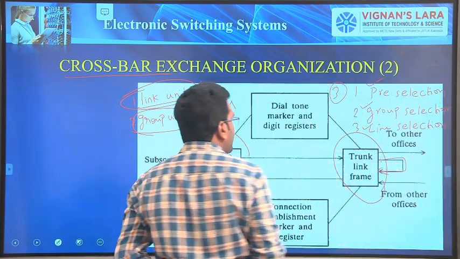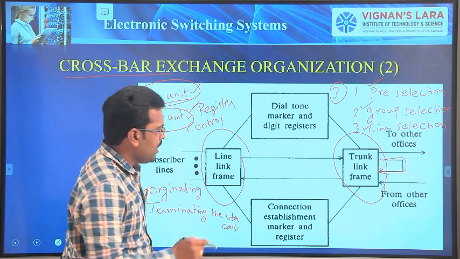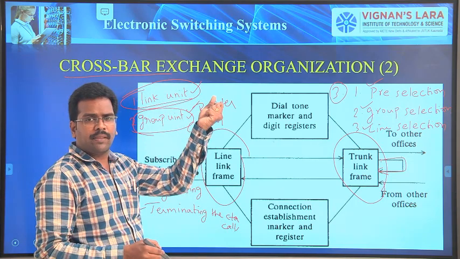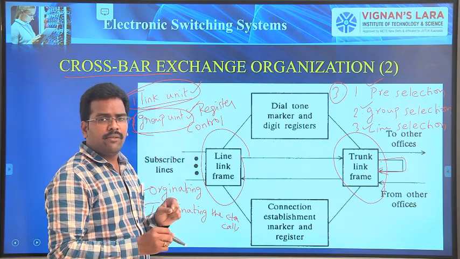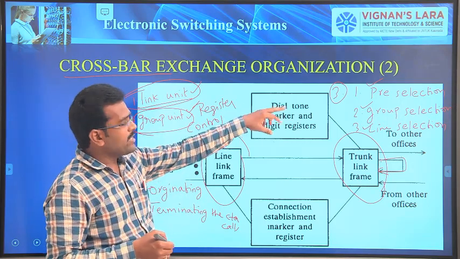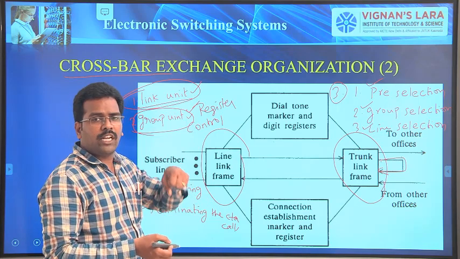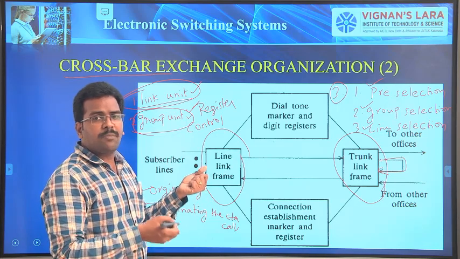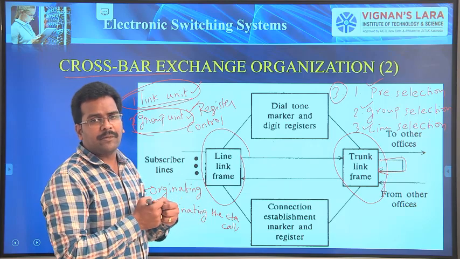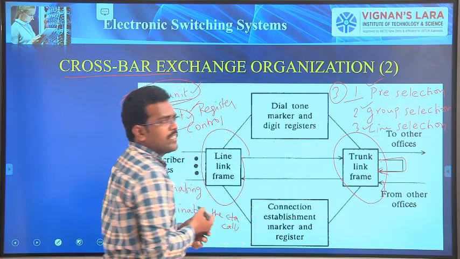So what is the meaning of pre-selection? This pre-selection process starts when the subscriber hooks off his telephone set, and a corresponding register sends a dial tone to the calling subscriber. It is completed once the dial tone is received by him. That is the pre-selection process.